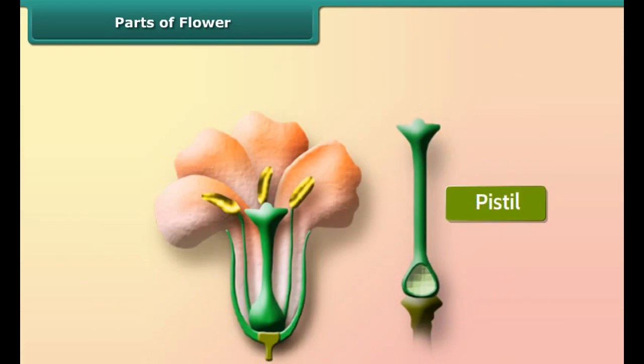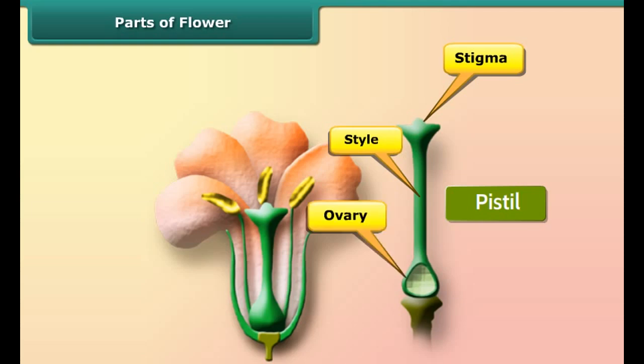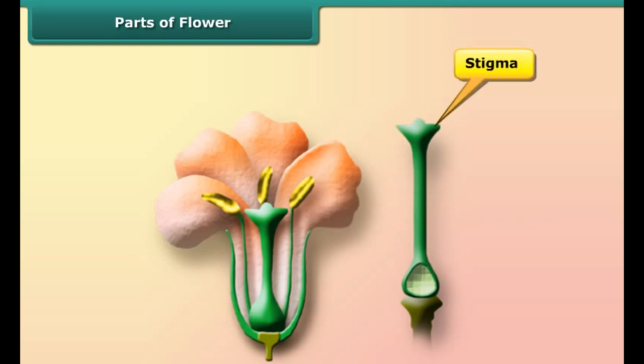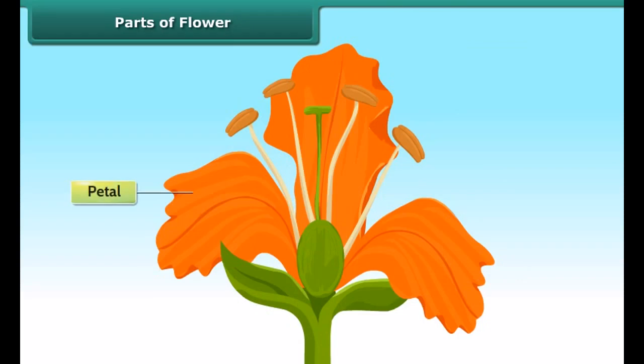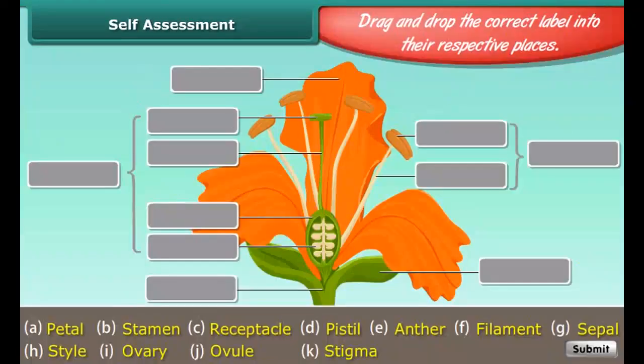The pistil has three parts, stigma, style, and ovary. The stigma is the sticky surface on the top of the pistil. It traps and holds the pollen. The style is the tube-like structure that holds up the stigma, and the ovary contains the ovules. Other important parts of the flower are the petals and sepals. Petal is the colored part of a flower. The sepals are the green petal-like parts at the base of the flower. Receptacle is the part of a flower stalk where the parts of the flower are attached. Self-assessment. Drag and drop the correct labels into their respective places.